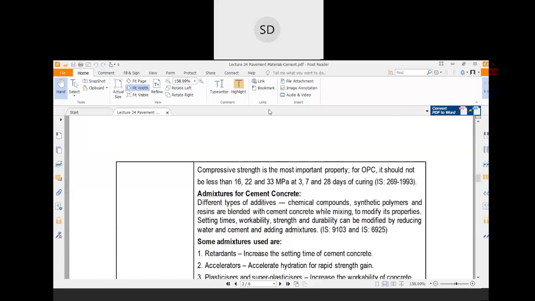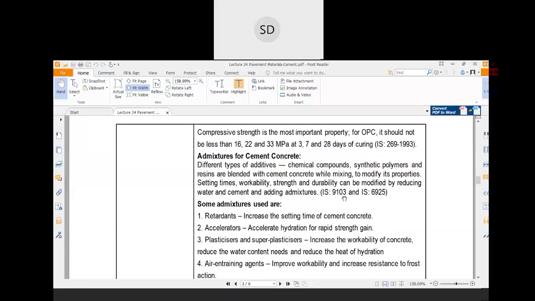Now for the road concrete, the mortar strength of this should not be lesser than 16, 22 and 33 MPa at 3, 7 and 28 days curing. Now there are different types of admixtures which are also used as a component for the cement mortar or cement concrete mix.